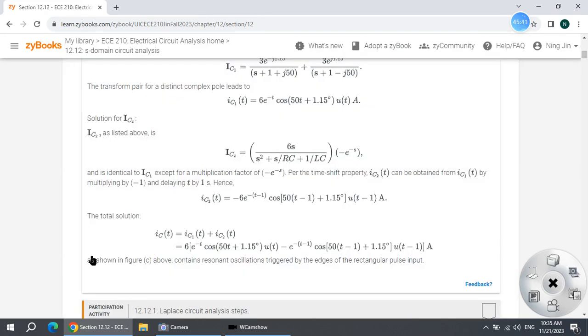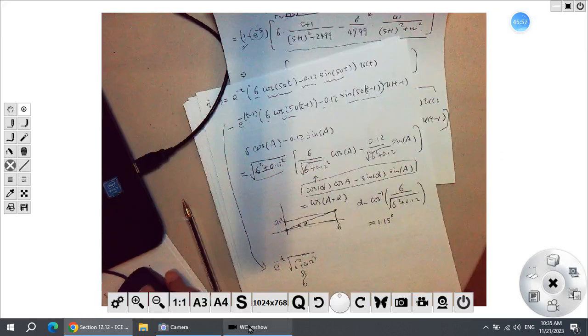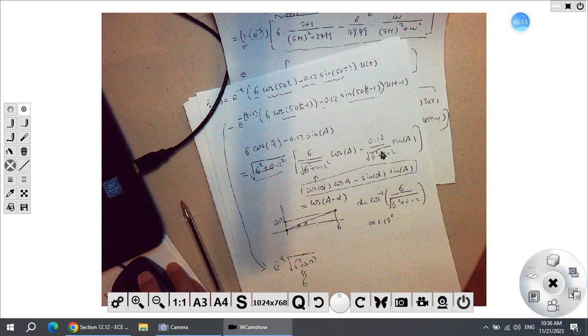Okay, anyway. So here, this is 6 times e to negative t cosine of the angle plus 1.150 degree. This 1.150 degree will be our alpha value. Let me copy it here. This angle should be 1.15 degree, and this is cosine alpha times cosine A minus sine alpha sine A. It will be just cosine A plus alpha.